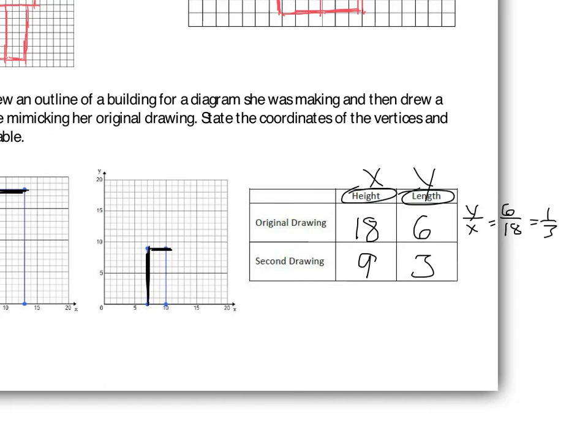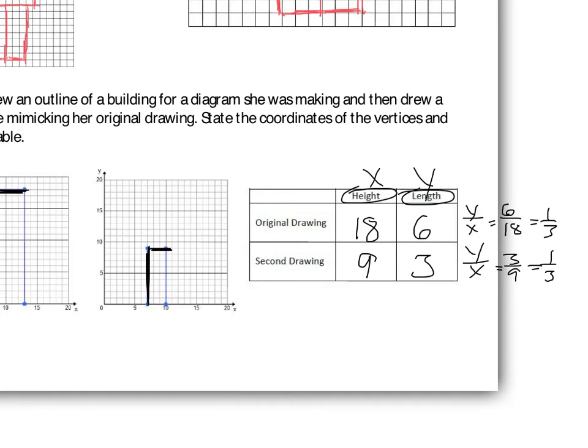In order for this to be a proportional drawing, a scale drawing, we would need to have the same proportional relationship between the height and the length. And so I want to check, do I have that same relationship? 3 over 9 is 1 over 3. And I do indeed have that same relationship. So that means this is a correctly scaled drawing.